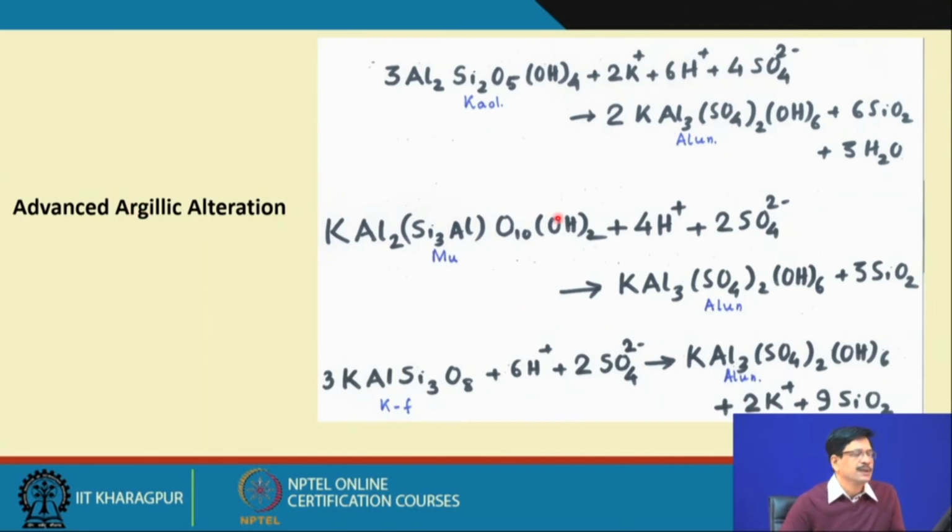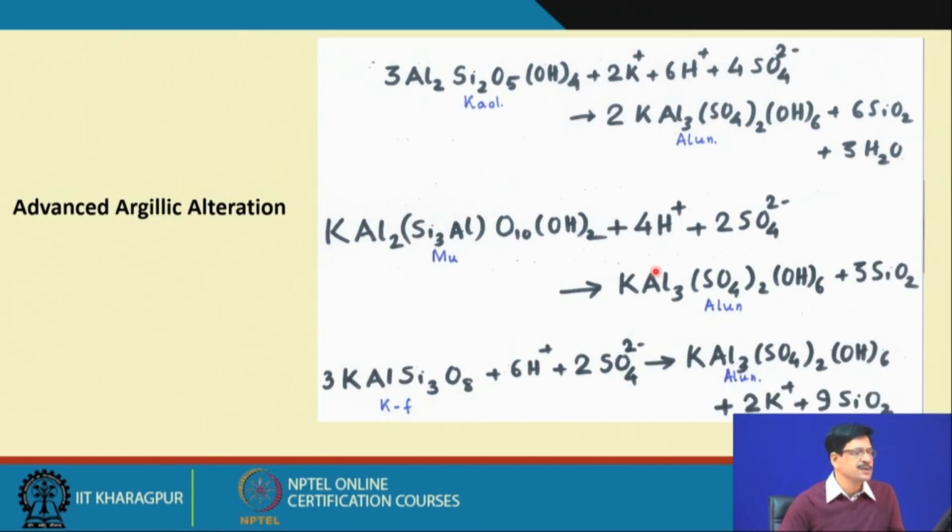Sometimes we do get the advanced argillic alteration giving rise to minerals like alunite, where the kaolinite produced in the argillic alteration zone is again acted upon by potash, and at very low pH, with an abundance of hydrogen ion. This gives rise to alunite, one of the very characteristic minerals associated with the advanced argillic alteration zones in porphyry copper deposits.